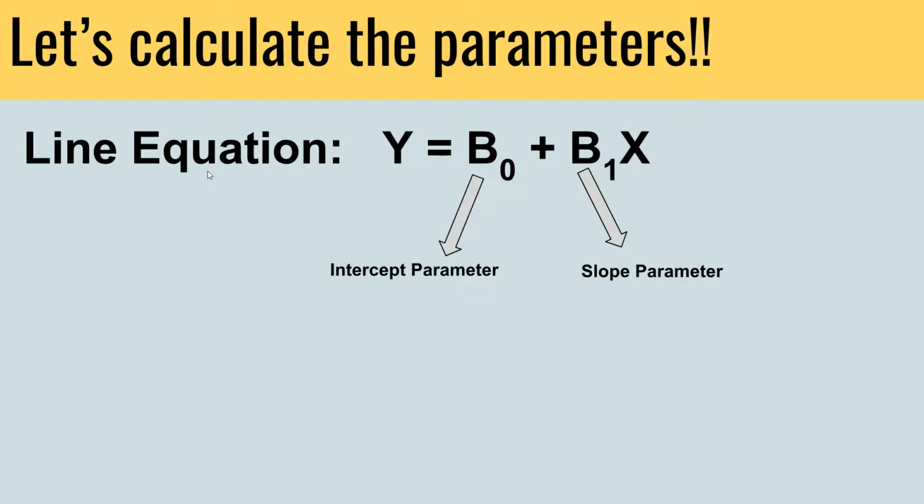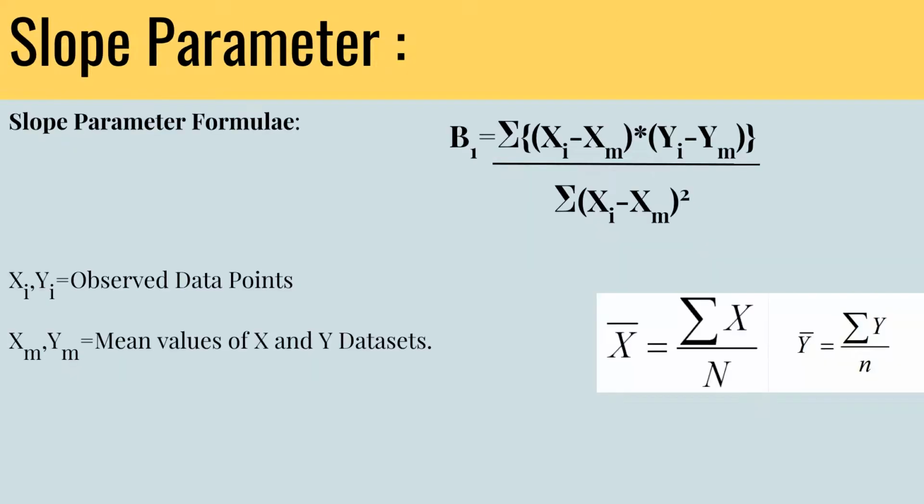So our regression model is basically a line equation, as I just said. So let us define our line equation. Let the line be y equals b0 plus b1x, where b0 is our intercept parameter for the line, the point where the line crosses the y-axis, and b1 is our slope parameter, the angle at which the line is inclined with the x-axis.